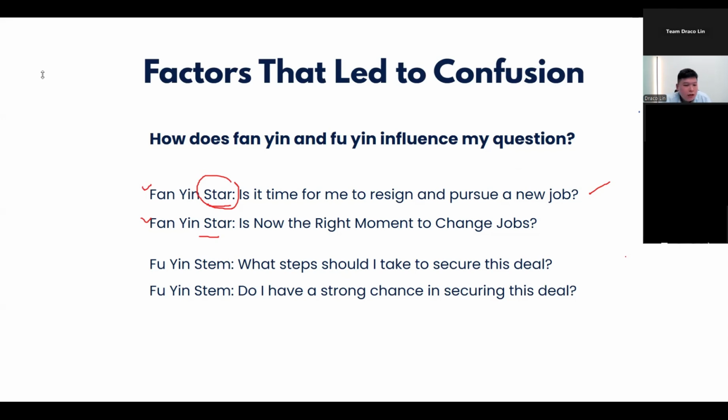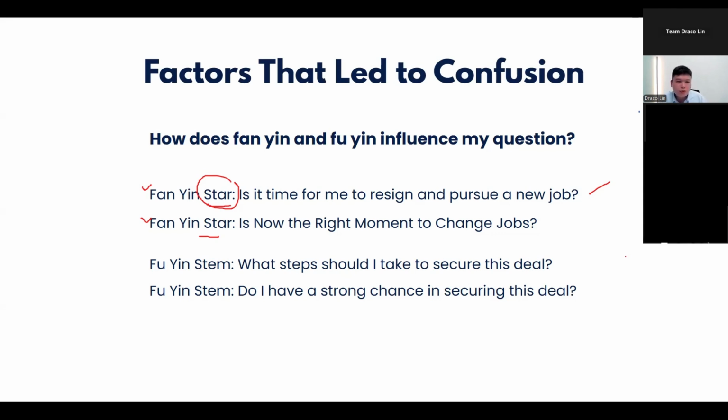Maybe we just go forward. Another Fu Yin stem question: do I have a strong chance in securing this deal? Two different questions, somewhat similar, talking about getting the deal. Now I'm going to pose these questions back to you. The first one, what steps should I take to secure this deal? It's a Fu Yin stem. And the second question, do I have a strong chance in securing this deal? It's also a Fu Yin stem. What's your take?